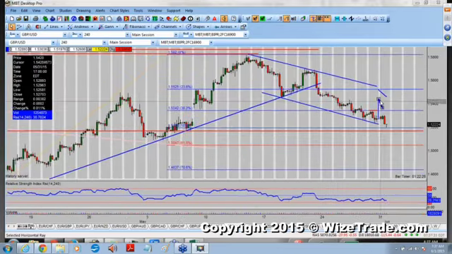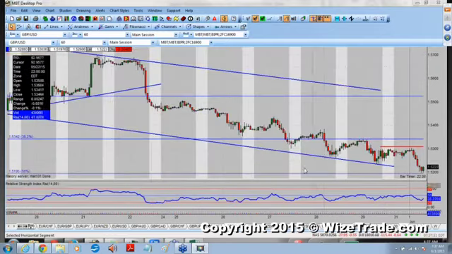So here, let's get rid of this. That was from Friday, obviously. So that also shows us exactly how important that resistance is. Go to an hourly chart, and we can do this.